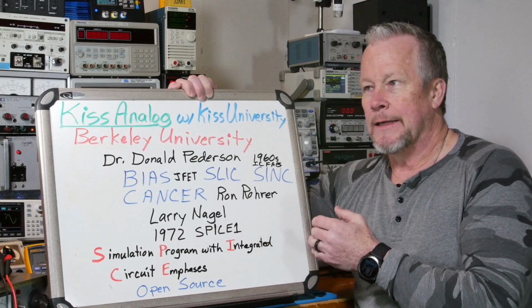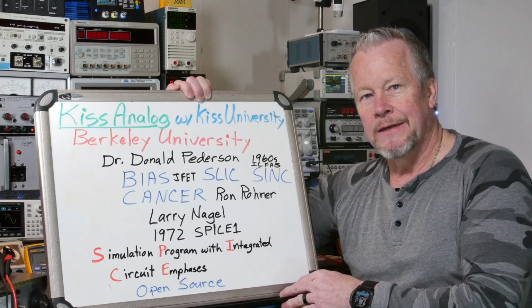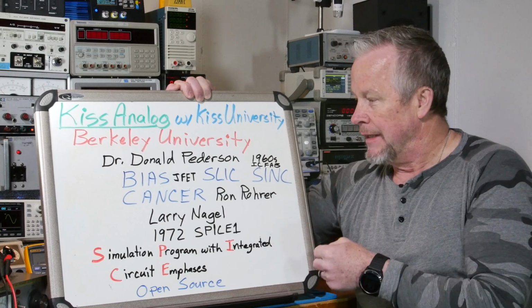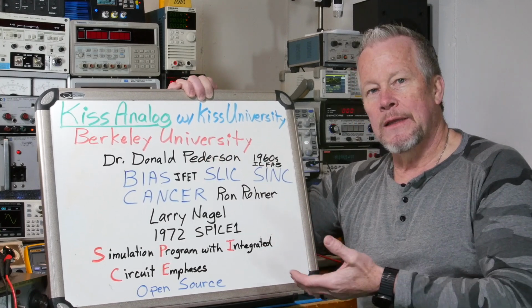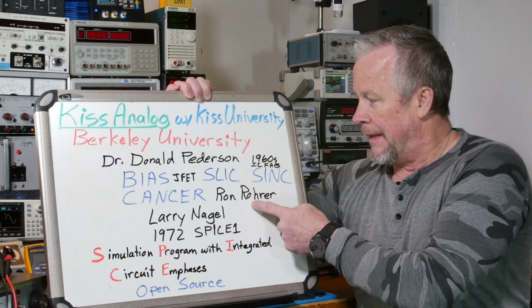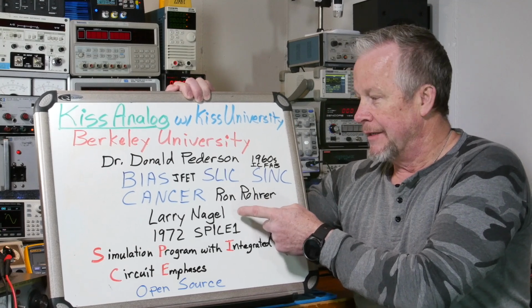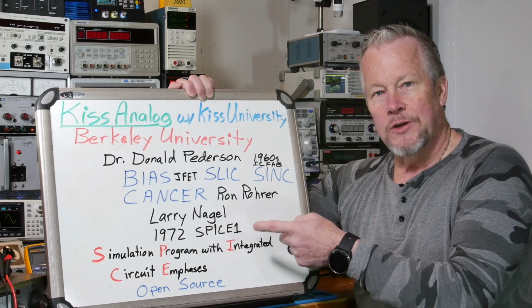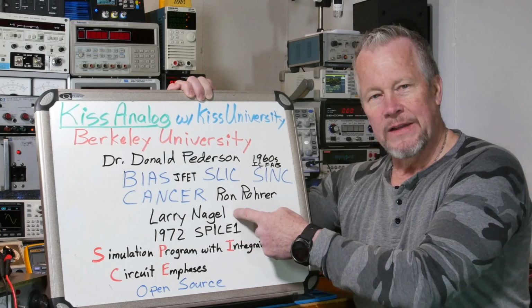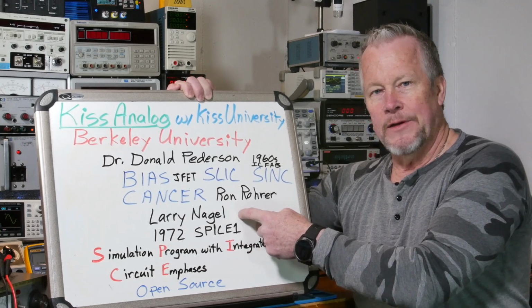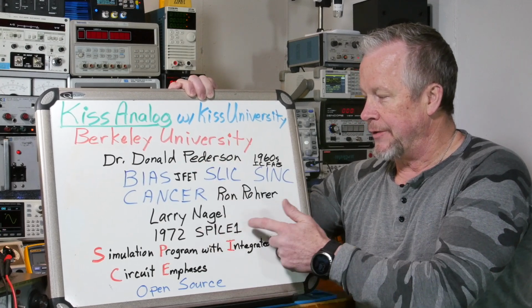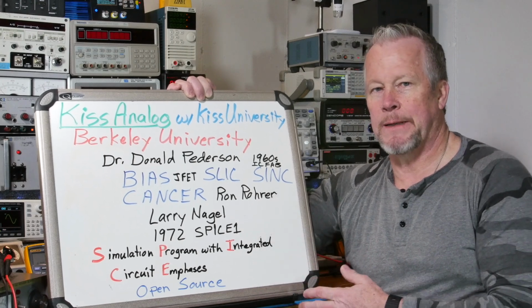Problem is it was paid for by industry, and so there's an IP thing, an intellectual property thing that was owned by the industry. Well, Don didn't like that. He wanted something that the engineering community could use. And so I think Ron Rohrer ended up leaving the university, going back out in the industry, and Larry Nagel was one of his top guys, Dr. Larry Nagel, who I believe later on became the dean of the department. Well, anyway, he worked with Don, and in 1972 they released SPICE 1, the first version of SPICE.